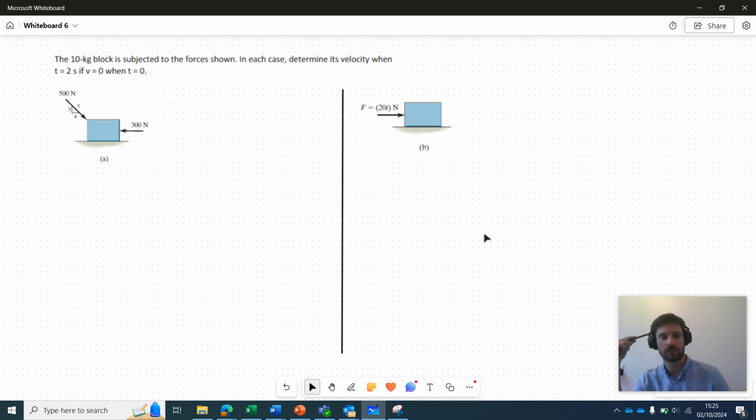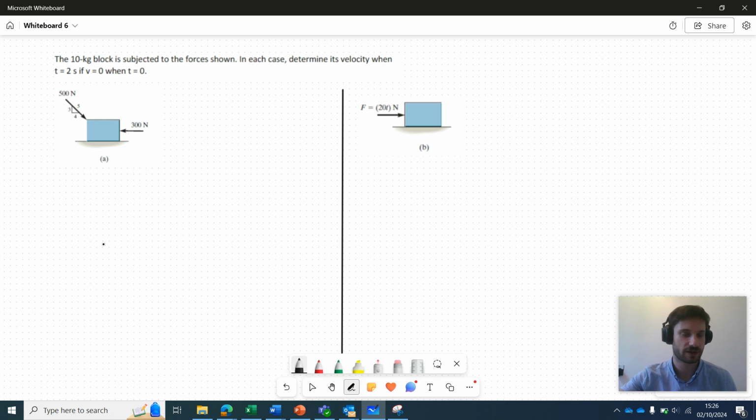So we have this problem here. It states the 10 kilo block is subjected to the forces shown. In each case, determine its velocity when t equals 2 seconds if the velocity is equal to 0 when t is equal to 0. Okay, let's start with the problem on the left then.